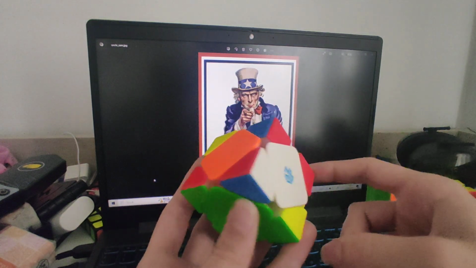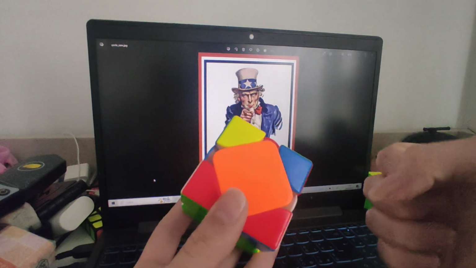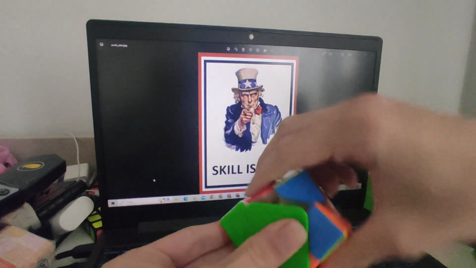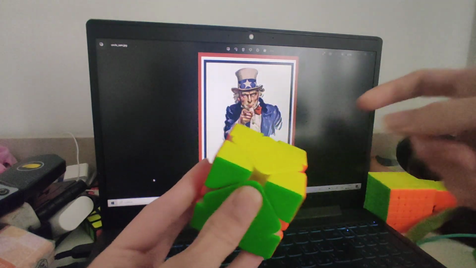But you notice this is the last move, so I can cancel, and I can do just a sledge from here, and then like that.